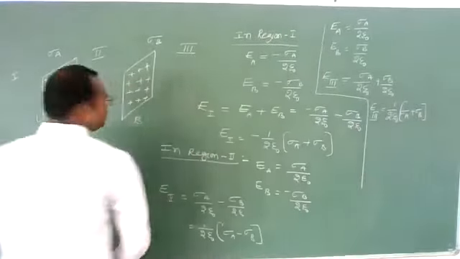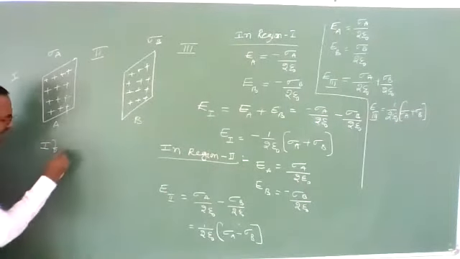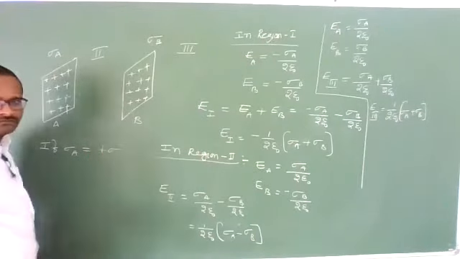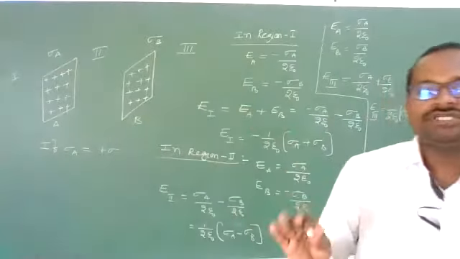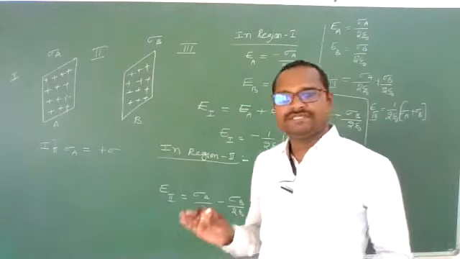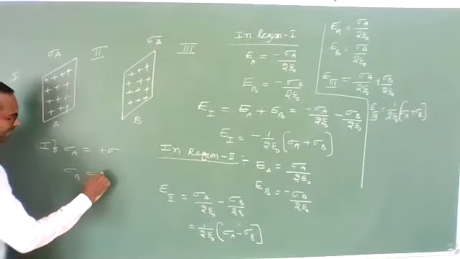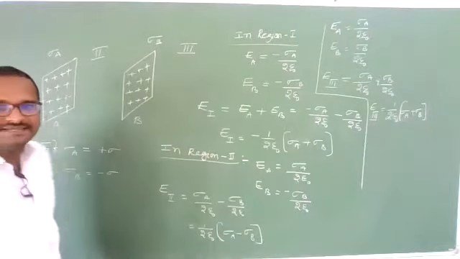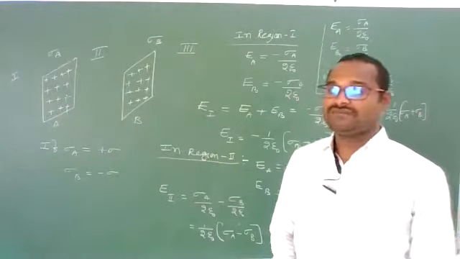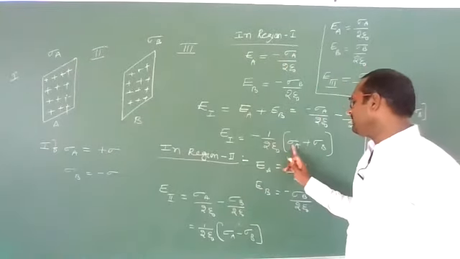Okay. Now, students, let us suppose a condition: sheet A has a surface charge density of plus sigma, meaning positive charge is there, whose magnitude is sigma, and on sheet B the surface charge density is minus sigma, negative charge is there on sheet B. Both magnitudes of surface charge densities are the same. Then what will be the electric field in regions 1, 2 and 3?